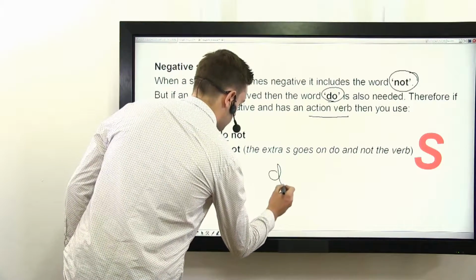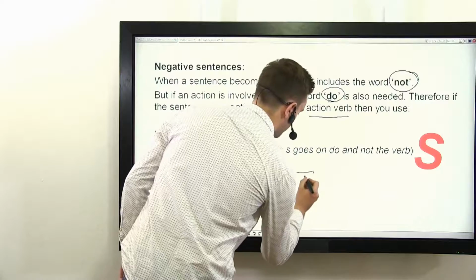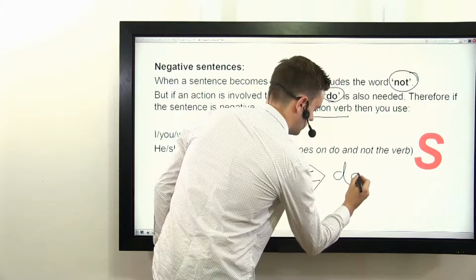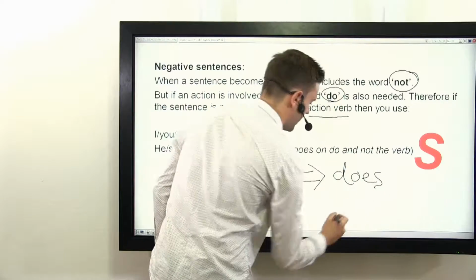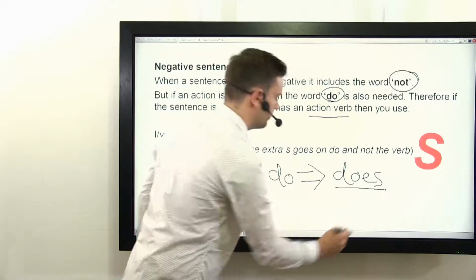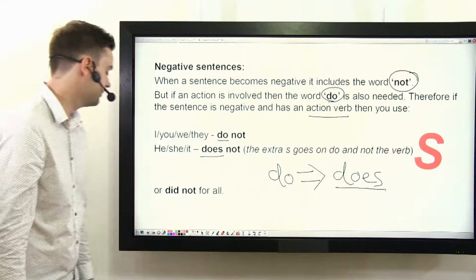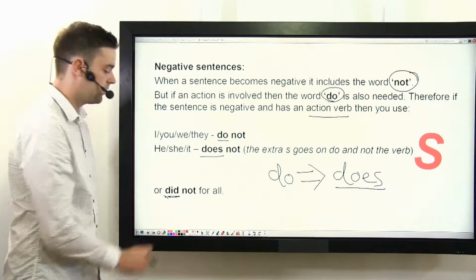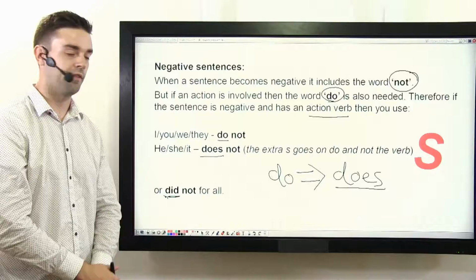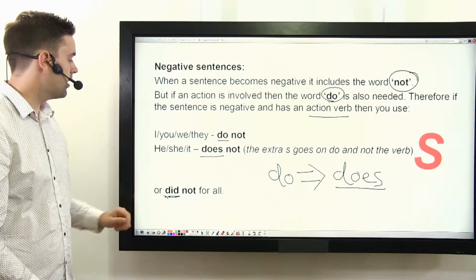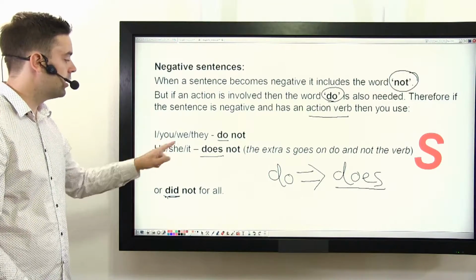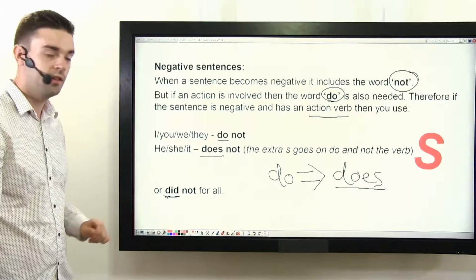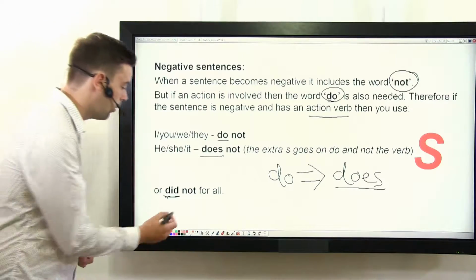So do changes to does. You can also use did not, and this can be used for all of them. So did not, I did not, you did not, we did not, they did not, he did not, she did not, and it did not. All of them.